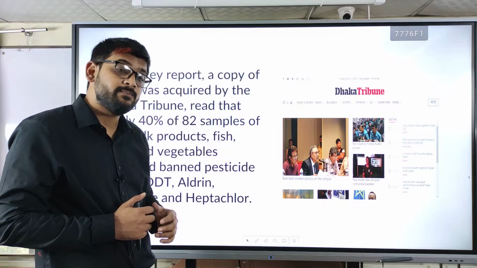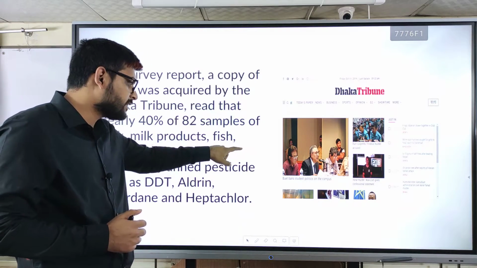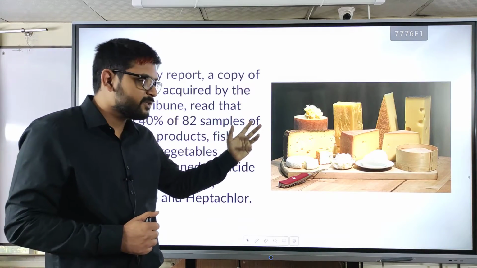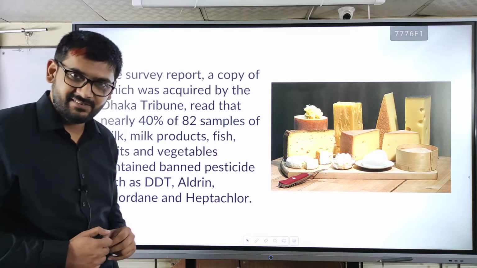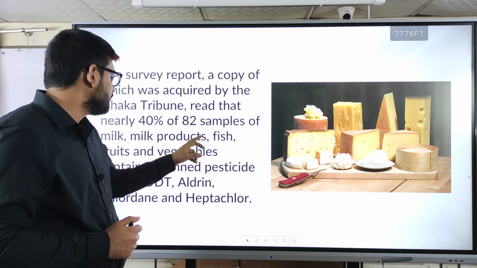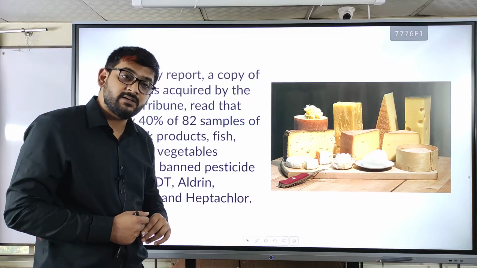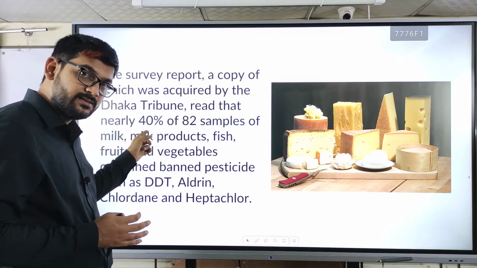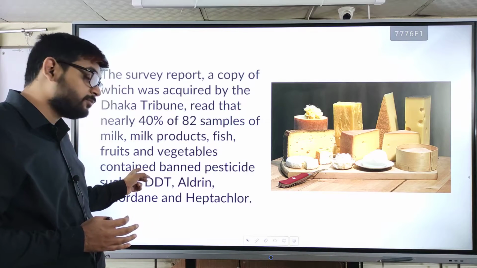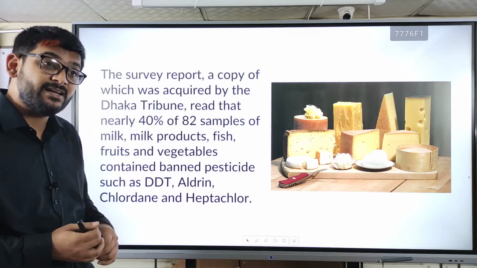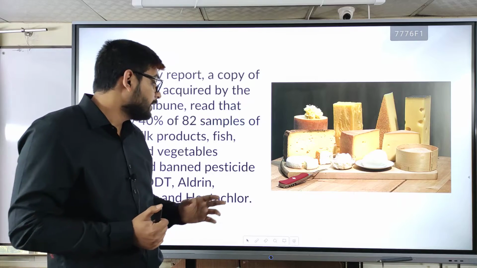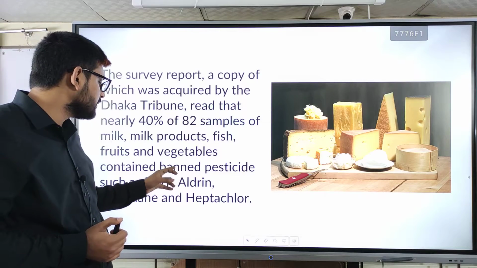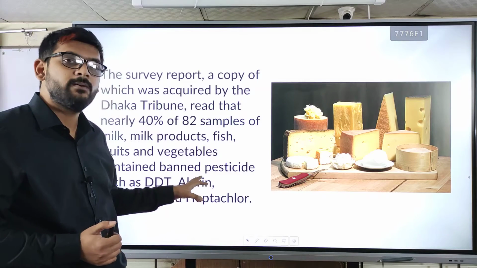And which are these samples? They collected milk products, that means cheese, butter, ghee. They also collected fish, fruits and vegetables. After analyzing these 82 samples, they found that 40% contained banned pesticides. Banned means prohibited. We already know what a pesticide is, such as DDT, Aldrin, Chlordane and heptachlor. These are some names of banned pesticides.